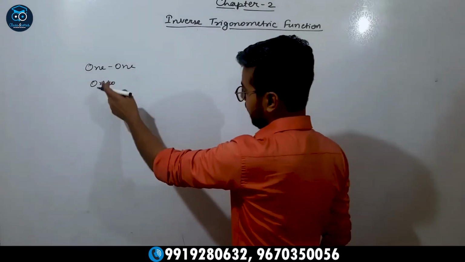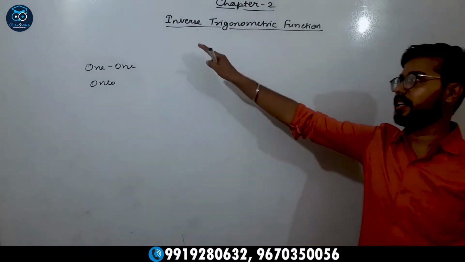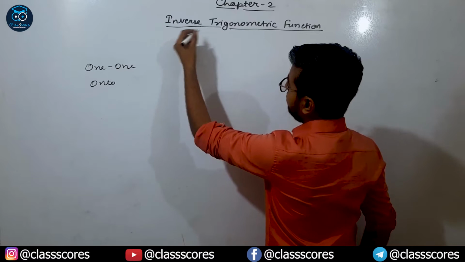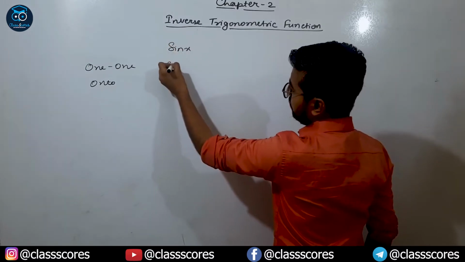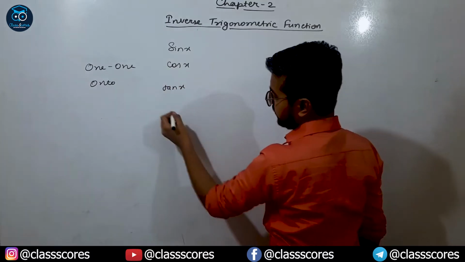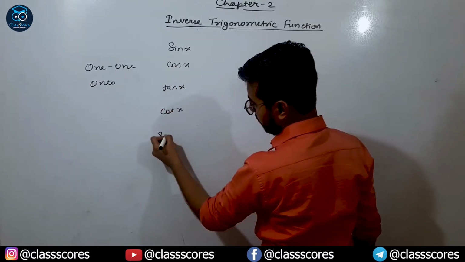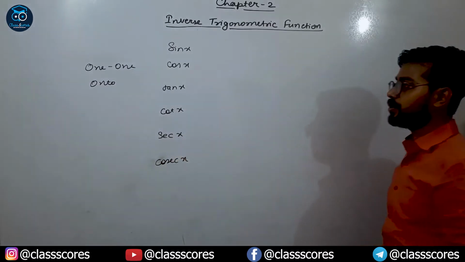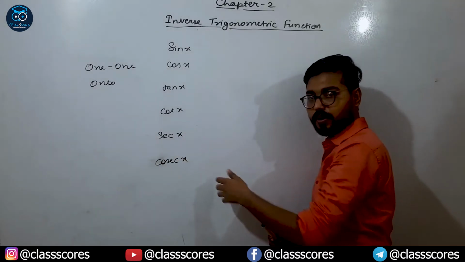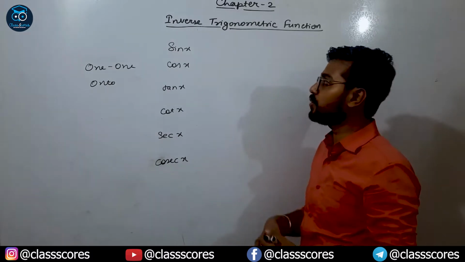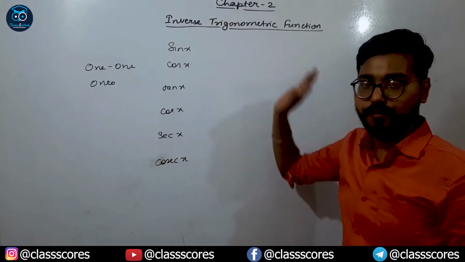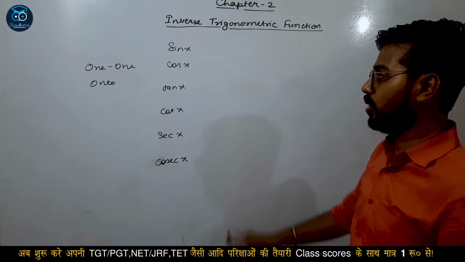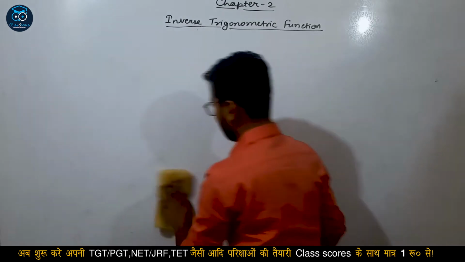If the function is one-one as well as onto, then only we are able to find the inverse of that function. So here we know there are 6 trigonometric functions: sin x, cos x, tan x, cot x, sec x and cosec x. Here we need to first check whether these functions are one-one and onto. If yes, then we are going to find the inverse of these trigonometric functions. We are going to go through this one by one.